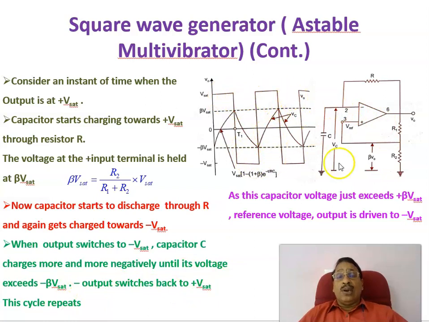Therefore, you will get a square wave output at this point, and the beta value is equal to R2 divided by R1 plus R2, and beta times V0 is the reference voltage.